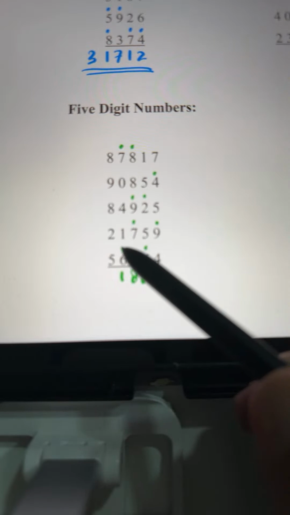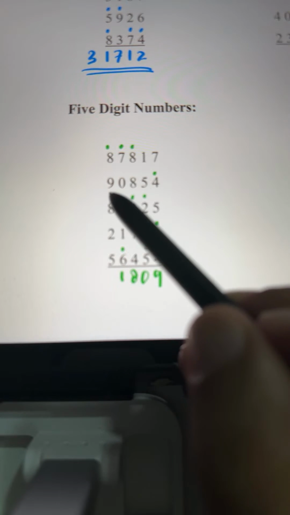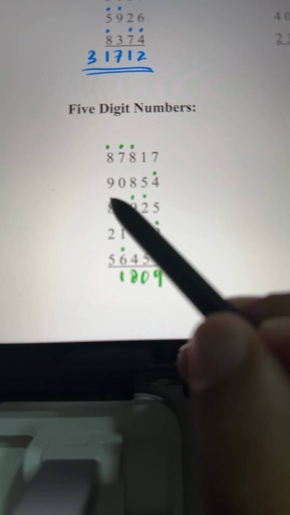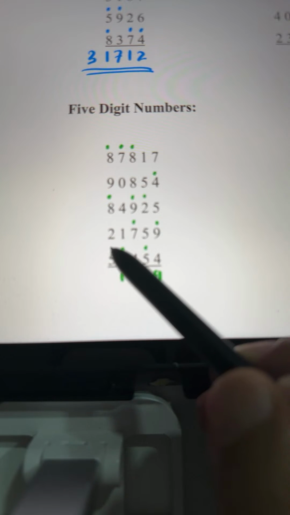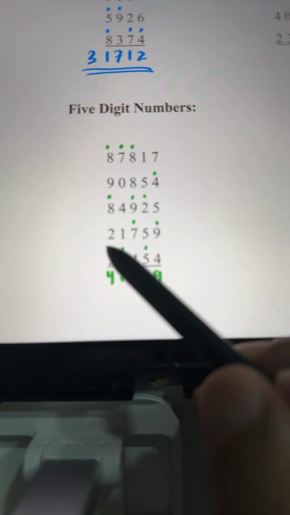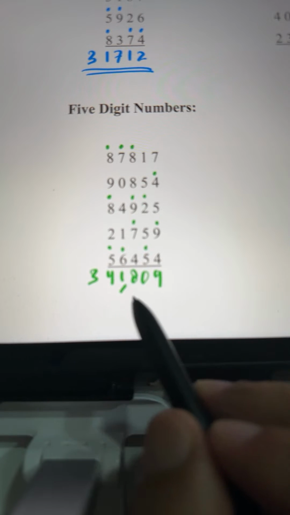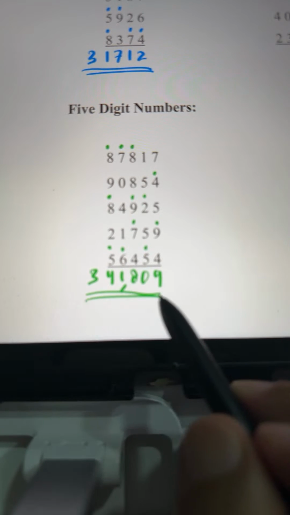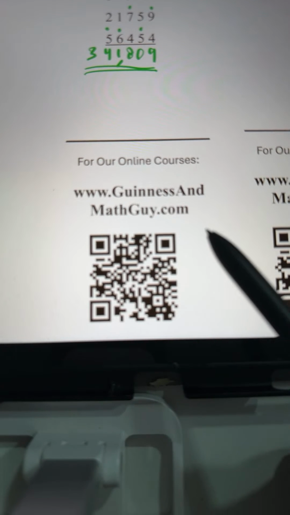Okay, now we count the dots 1 and 2. We start with those 2. 2 plus 8 is dot, and then 9 plus 8 is dot 7, and 7 plus 2 is 9. 9 plus 5 is dot 4. We put a dot here and 4 here, and now we just count the dots 1, 2, 3, and put that 3 here. So we have 341,809. That's our answer.